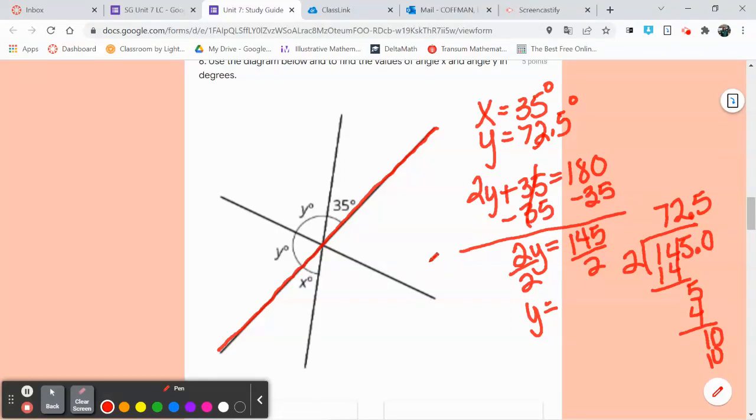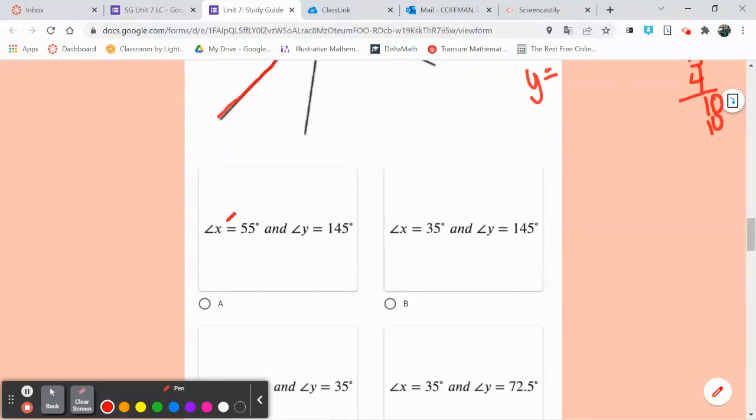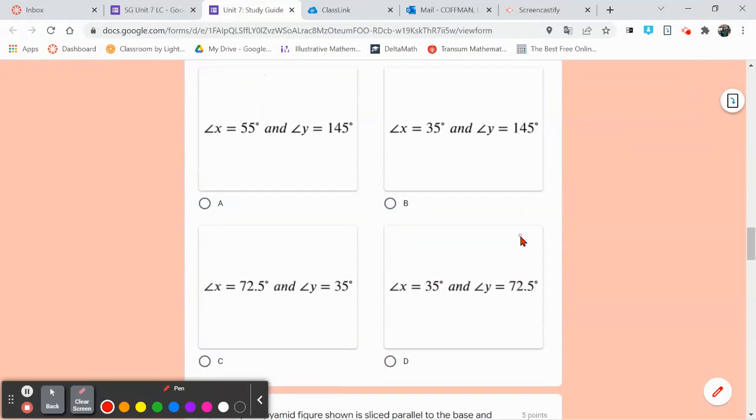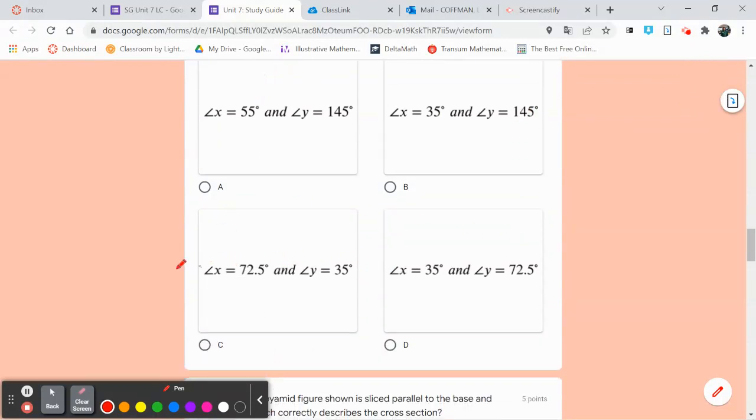Let's go find the answer. X is 35. Y is 72.5. No. We got 35, but that's not correct. We got the right numbers, but they've got the wrong angles. Make sure you check close. And look at D. X is 35, Y is 72.5. So make sure you have the correct numbers and they're with the correct angle letters. Boom. All right.